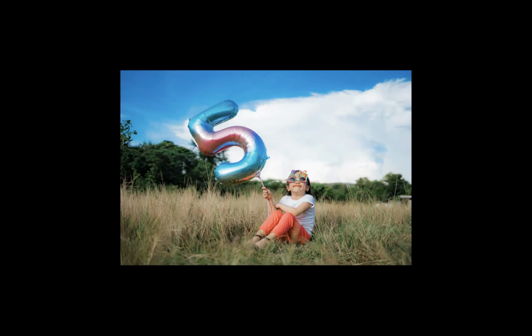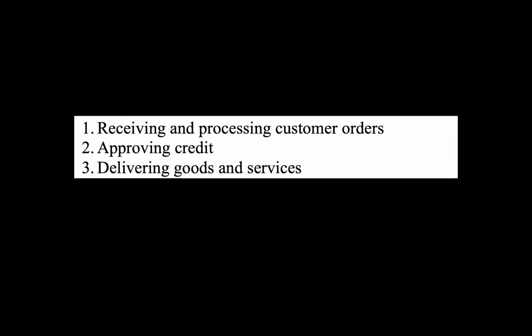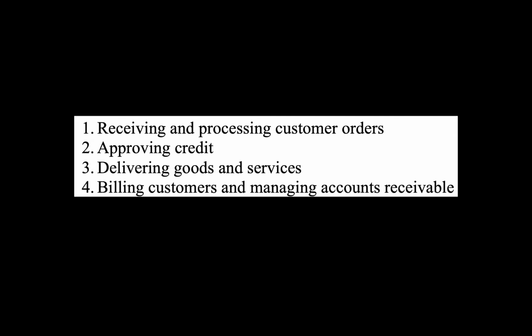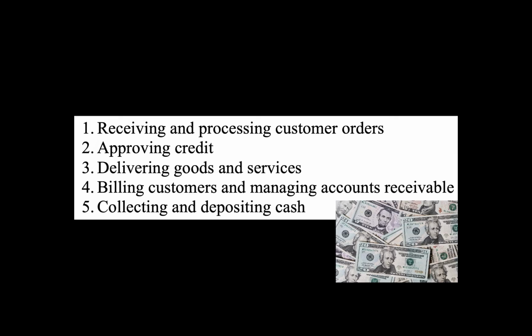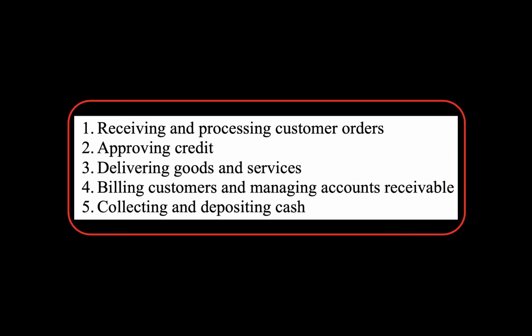The revenue and collection cycle will consist of 5 steps: receiving and processing customer orders, approving credit, delivering goods and services, billing customers and managing accounts receivable, and collecting and depositing cash. Let's examine each step in greater detail. Step 1. Receiving and processing customer orders.